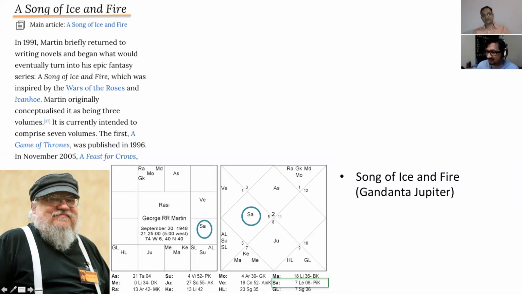And his Venus is at 19 degrees of Cancer, so it's again not Gandanta. But that was very interesting. Potentially in another division it may be a strong Gandanta, that can be the case.